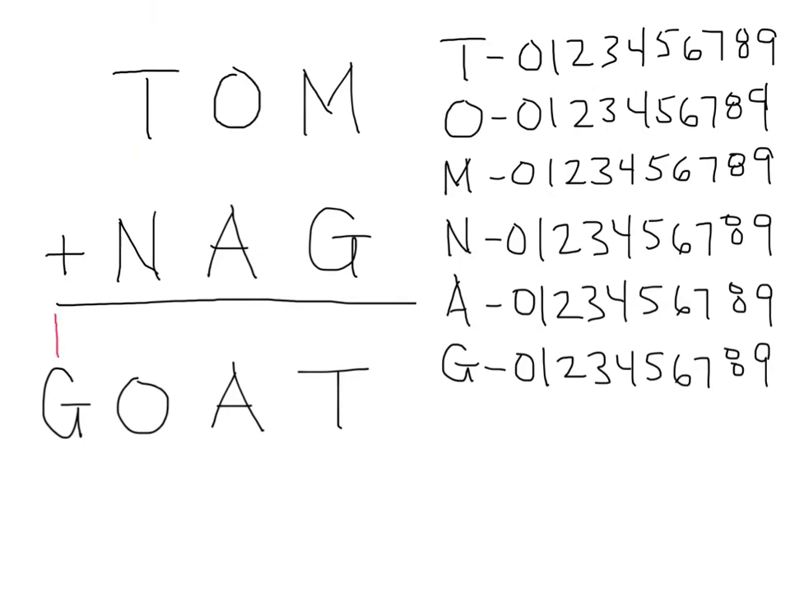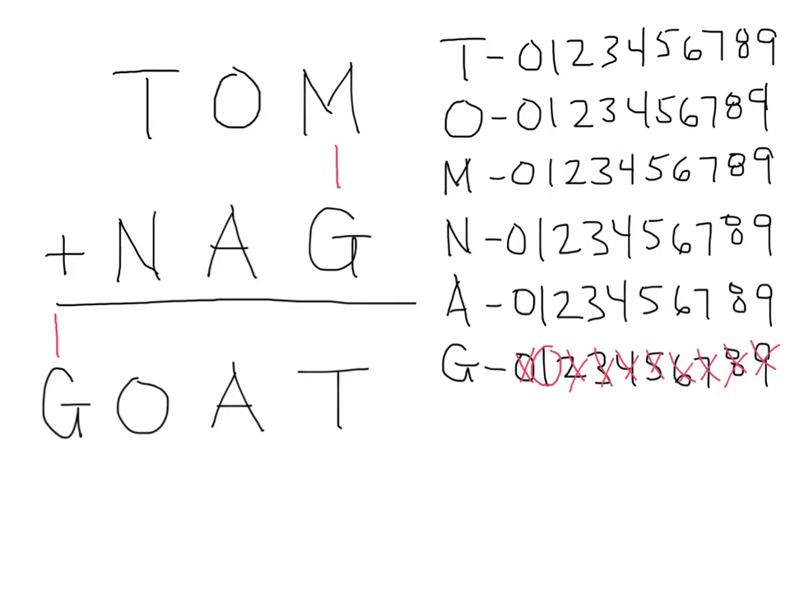Okay, and if the G in goat is 1, then the G in nag is also 1. So I'm going to put a 1 there by that G. Over on my letters over here, hopefully you can jot down something like this on your notes, because what I want to do is eliminate possibilities. So I know that G is 1. I'm going to go ahead and circle the 1 down there by G, which means I can eliminate the 0 and the 2 and the 3 and the 4 and the 5 and the 6 and the 7 and the 8 and the 9. The other thing that I can do is eliminate the other letters.